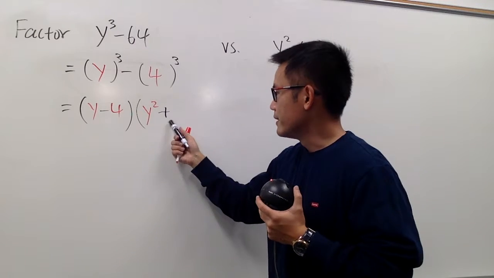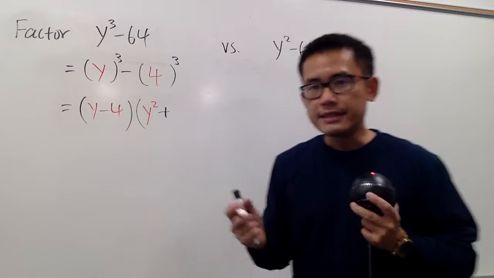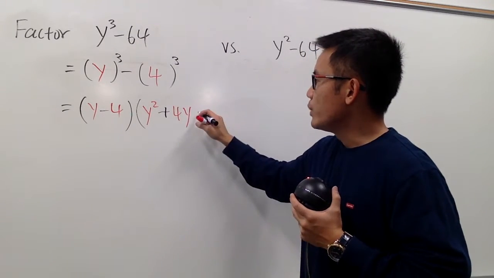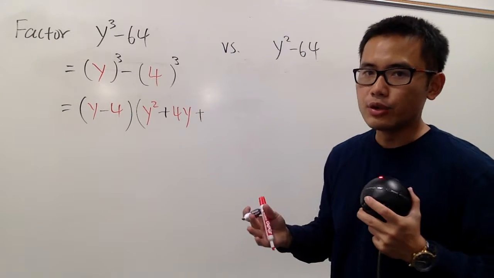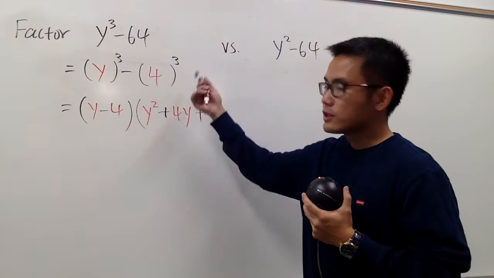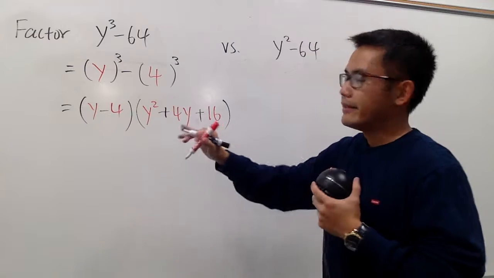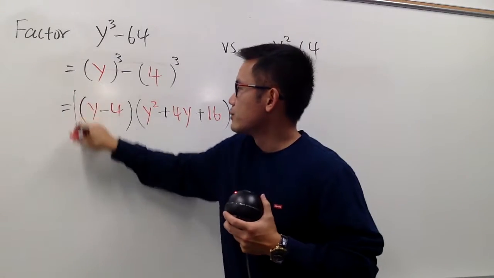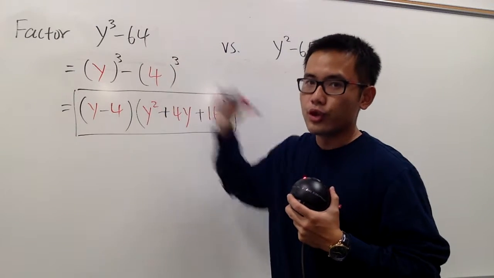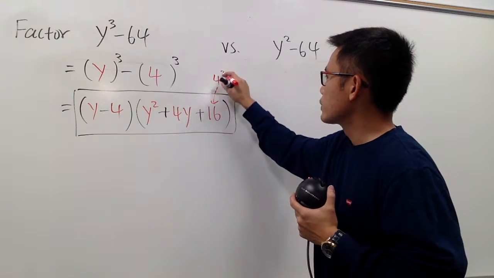And then for the next term here, we multiply y and 4 together, and then let's put down 4y right here. And at the end, we always add, and the last term is going to be, we take this and square that, and we know 4 squared is going to be 16, so we have the 16 here. And this right here is it, okay? This right here is the answer to factor the difference of 2 cubes. And once again, this 16 is because we have 4 squared.